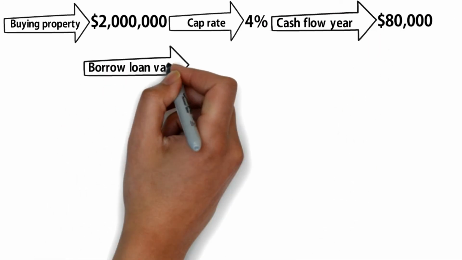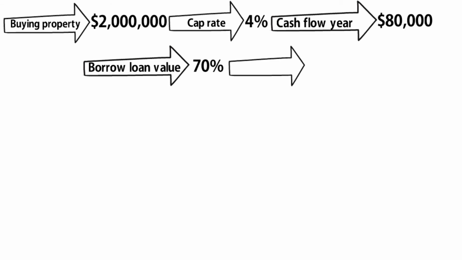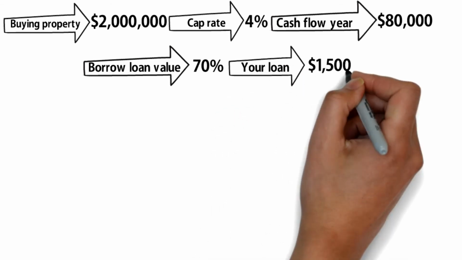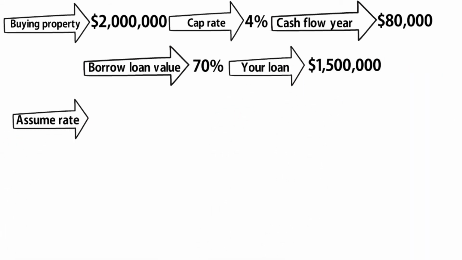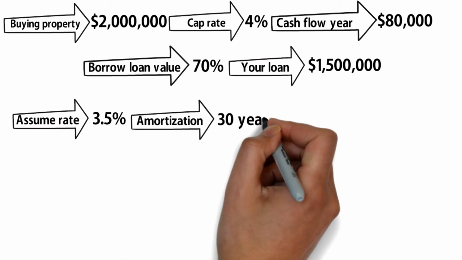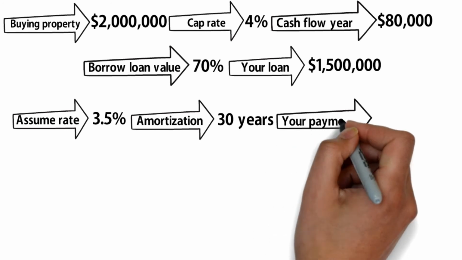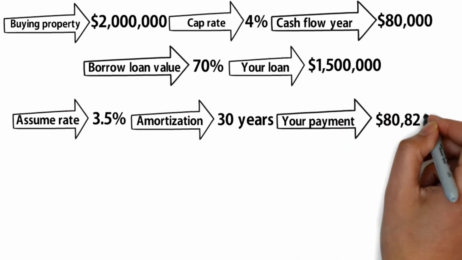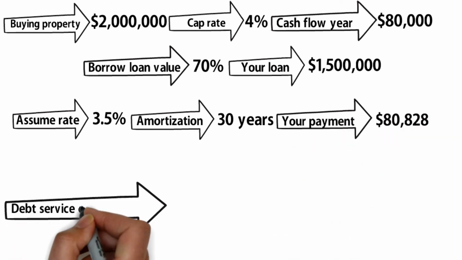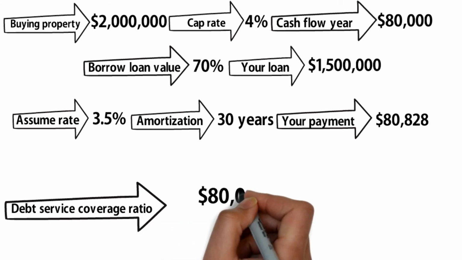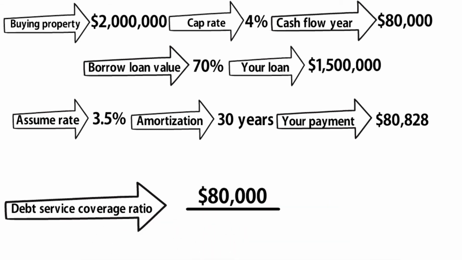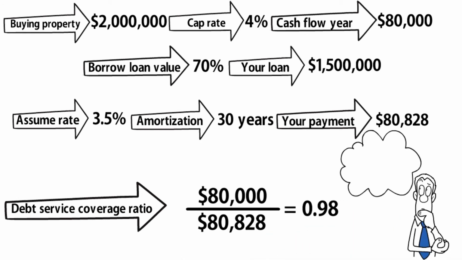You want to borrow 70% loan to value, which means your loan is $1.5 million. Let's assume your rate is 3.5% and your amortization is 30 years. This means your payment is $80,828. If you take a debt service coverage ratio, it would be 80,000 divided by 80,828, which is 0.98. Now remember, you need to be at 1.20, so this won't work.